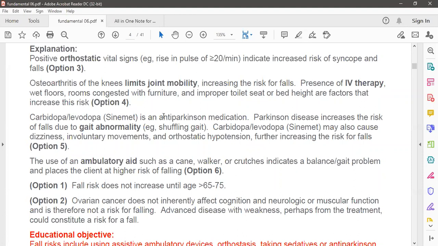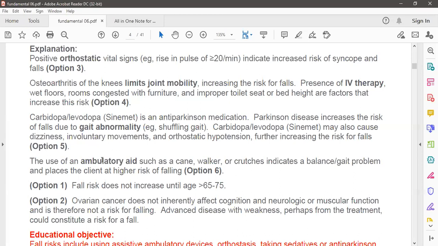Carbidopa levodopa is a medication we use for Parkinson disease. Parkinson disease increases the risk of fall due to the gait abnormality we call shuffling gait. The combination of carbidopa and levodopa we call Sinemet. Basically, carbidopa and levodopa, when used together, can cross the blood-brain barrier and may also cause dizziness, involuntary movement, and orthostatic hypotension. So it increases the risk of fall.